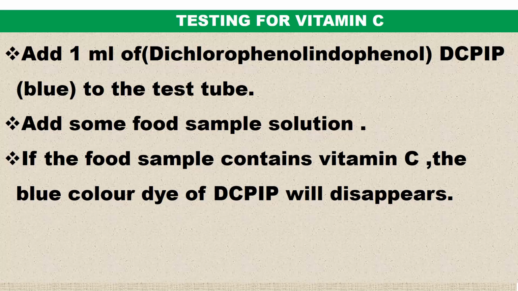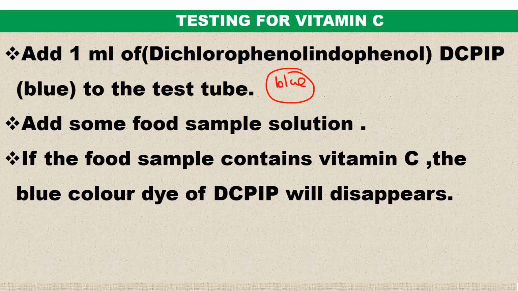Let us look at testing for vitamins. For vitamin testing, you use what is called DCPIP, otherwise known as dichlorophenolindophenol. DCPIP is blue in color originally. Add 1 ml of DCPIP to the test tube, then add some food sample to the solution.